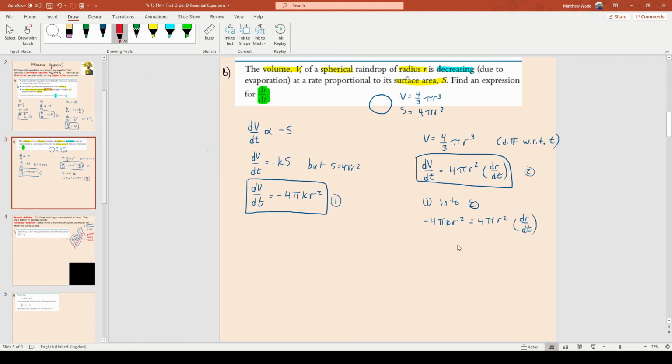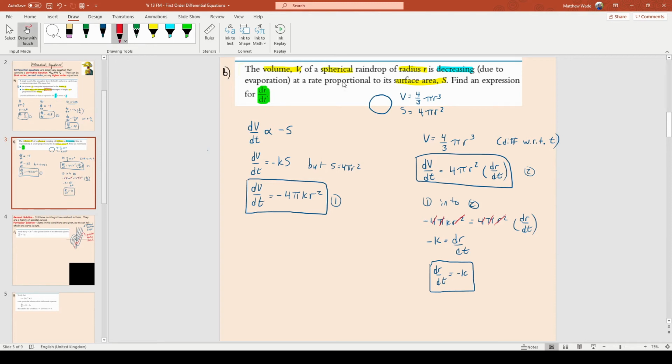Now there's a lovely amount of cancelling here. 4 goes with 4, pi goes with pi, k doesn't go anywhere, and r squared goes with r squared, which means at the end of the day, you are just going to be getting that minus k is what's left there, equal to dr dt. So I'm just going to write it the other way, which means dr dt is equal to minus k, which is the answer to this question, okay? That is the answer to this question.